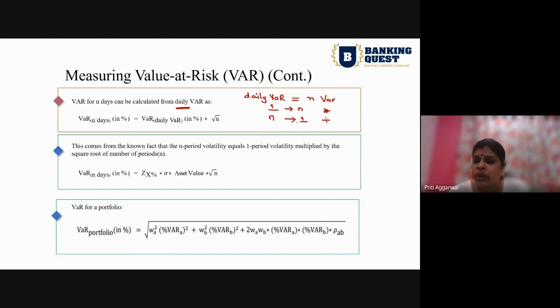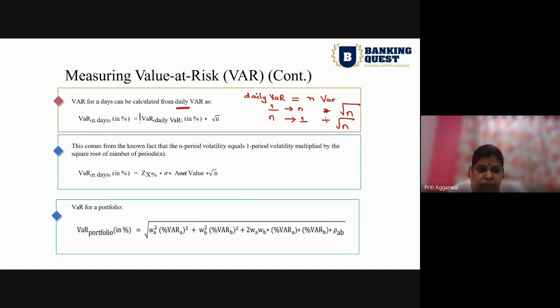What am I going to multiply with? I'm going to multiply with the root of n. Here I'm going to divide it by the root of n. This is something we have to remember, friends. So if the daily VAR is given to me and I have to calculate for n number of days, then I am going to multiply the daily VAR by the root of n.